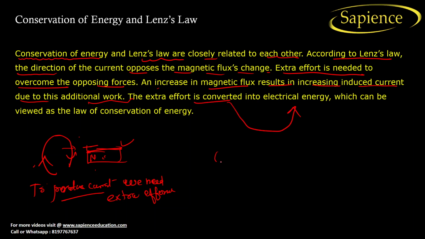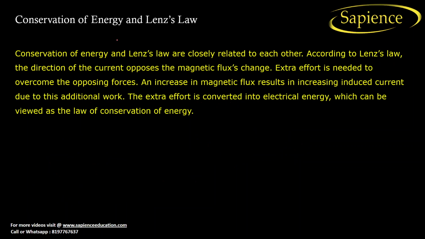Now earlier, what happened? If north pole and south pole are not sufficient to produce a current, you need to do work. It means that without work you cannot generate any electricity. So this is why we can say that conservation of energy and Lenz's law are both related. It provides a good solution that yes, energy is conserved here. You cannot say that energy is not conserved. So here energy is conserved, right?